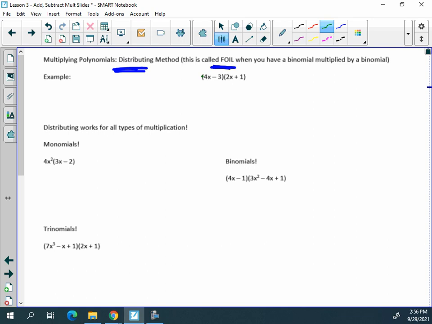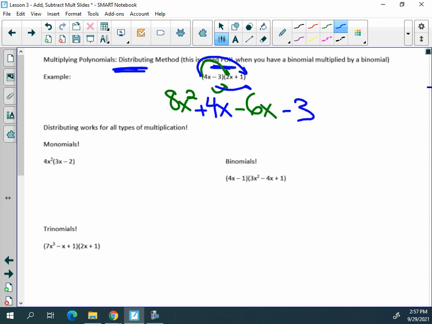So here we go. We've got 4x times 2x. That's going to get me 8x squared. But now I have to multiply my 4x also by my 1. So 4x times 1 is 4x. Then I have to distribute my -3. -3 times 2x is -6x. And then I have to multiply my -3 times 1 to get me -3.